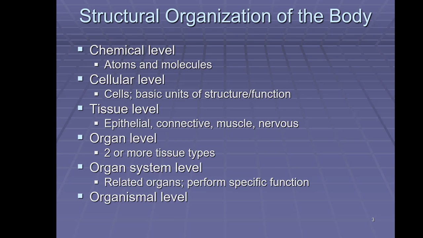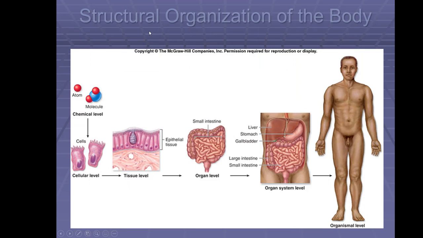And then we have the system level, or the organ system level, and this is a group of related organs working together to perform a specific function. This could be like the cardiovascular system, which consists of the heart and the blood vessels and the blood all working together. Then all these systems get together and make up the entire organism, and we'll call that the organismal level. So here's a picture of what we just talked about. So from least complex to most complex, we have these different levels of organization.